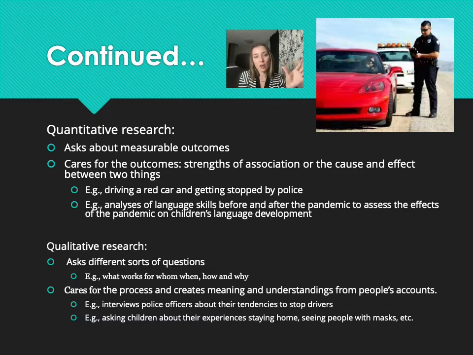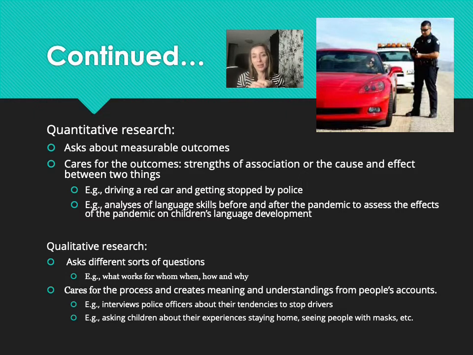It is an outcome that I could then make into a mean with a standard deviation. I can look at the average and the range of scores and so on. It cares for the outcomes. It really does. When I talked about the strength of the association between two variables, the relationship between two variables or cause and effect, it cares about the strength of it. So how strong is the association between the two?